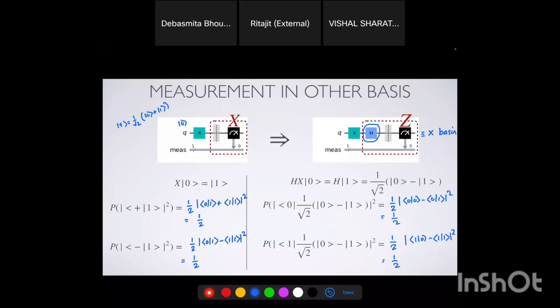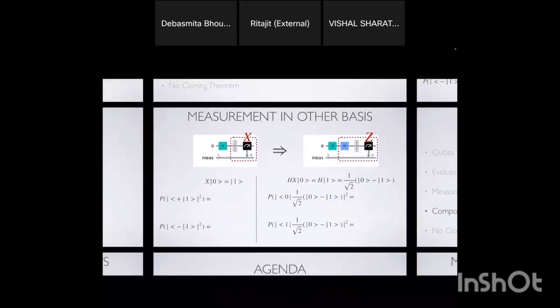But if you want to measure in some other basis, for example, in something called the Y basis, you will require what is called an S gate followed by a Hadamard gate and things like this. So you need to find out what that extra rotation gate is such that these two measurements become equivalent. So it's not a problem that only Z measurement is allowed in a quantum computer.